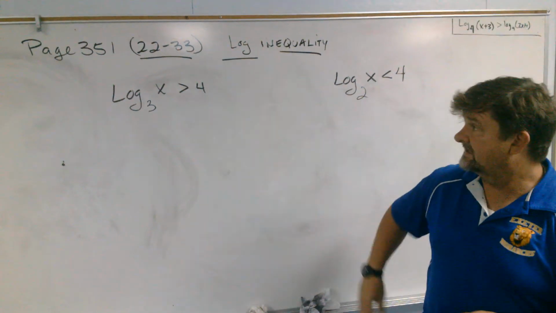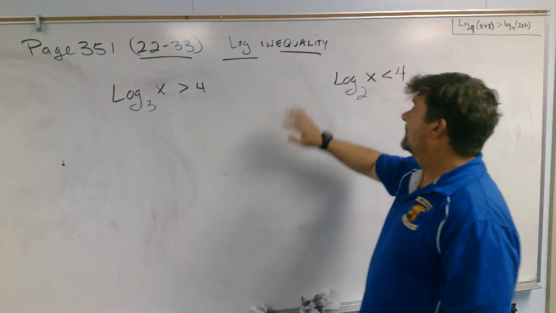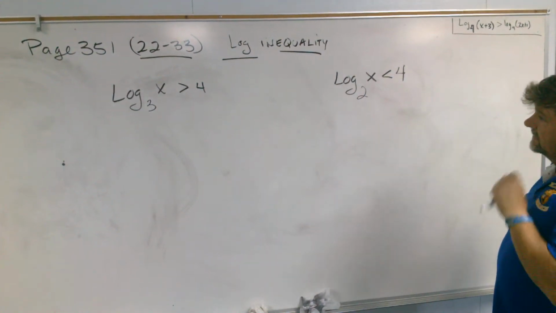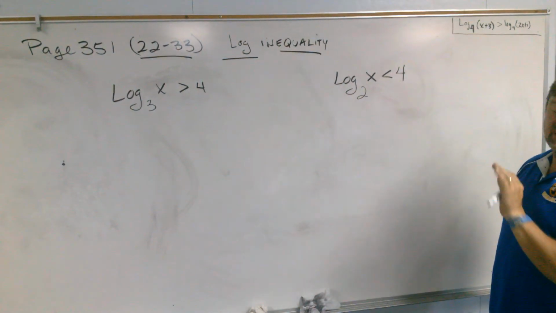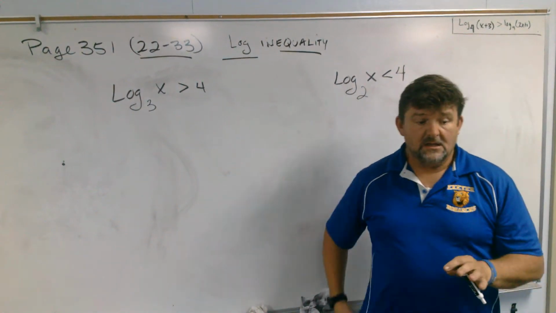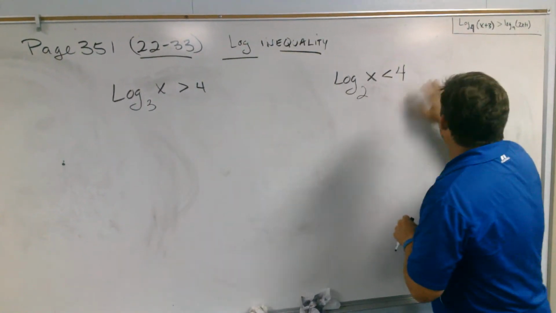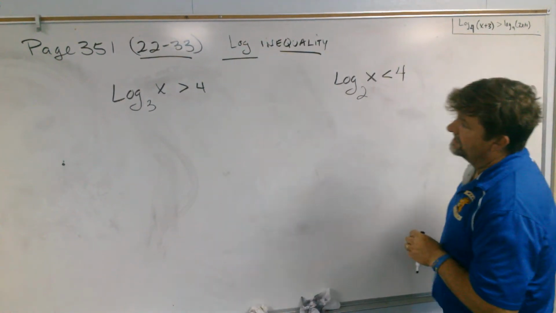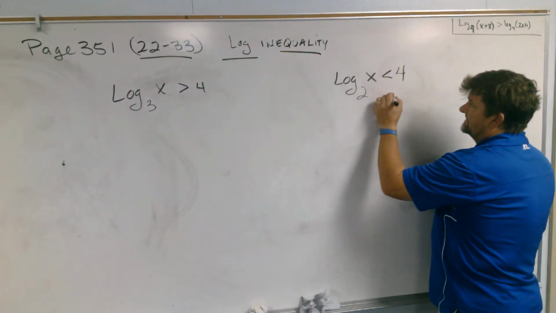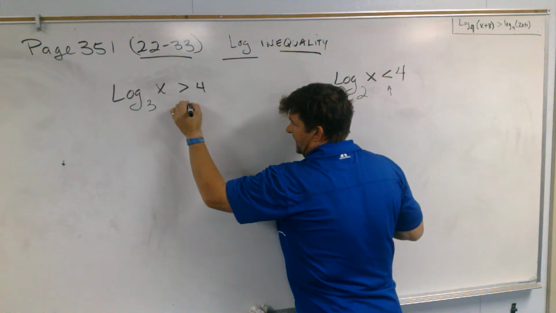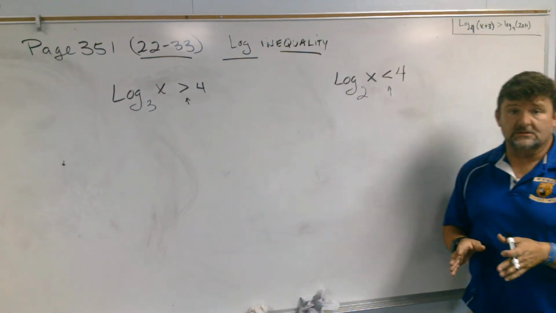So today we're going to tackle 3.5.1, 22 to 33, and we're going to do log inequalities here. Here's the deal. We don't solve these things any differently, okay? I have two of them here. Don't worry about this, this is the next example I'm going to show you. The thing I want to draw your attention to is which way the arrows are pointing, which is a very, very big deal, okay?